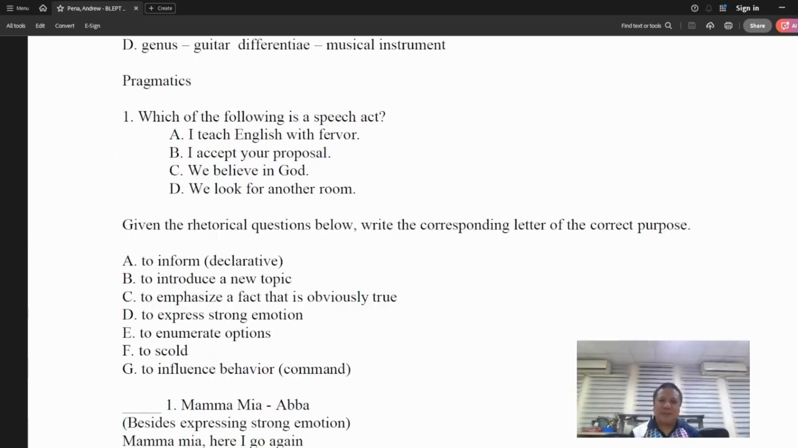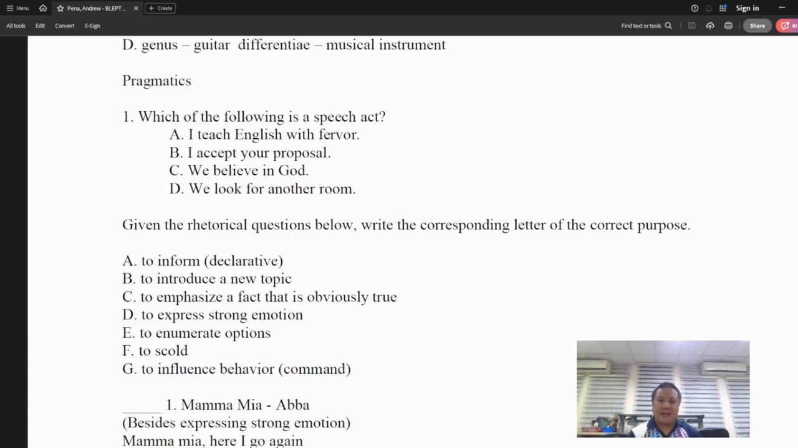Finally, let's talk about pragmatics. Number 1, which of the following is a speech act? A, I teach English with favor. B, I accept your proposal. C, We believe in God. D, We look for another room.